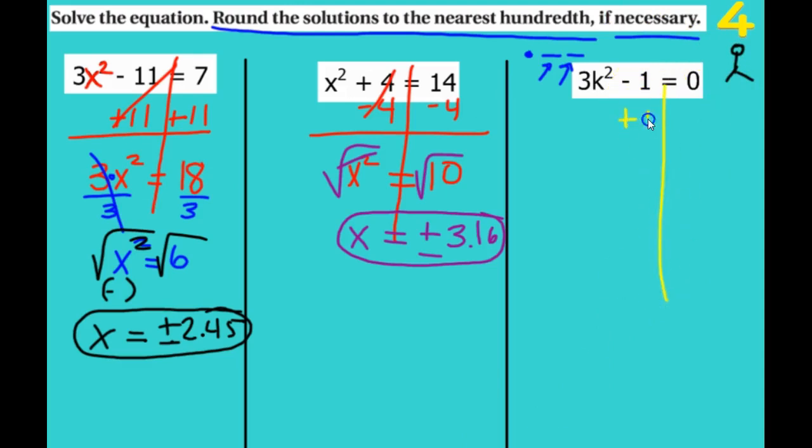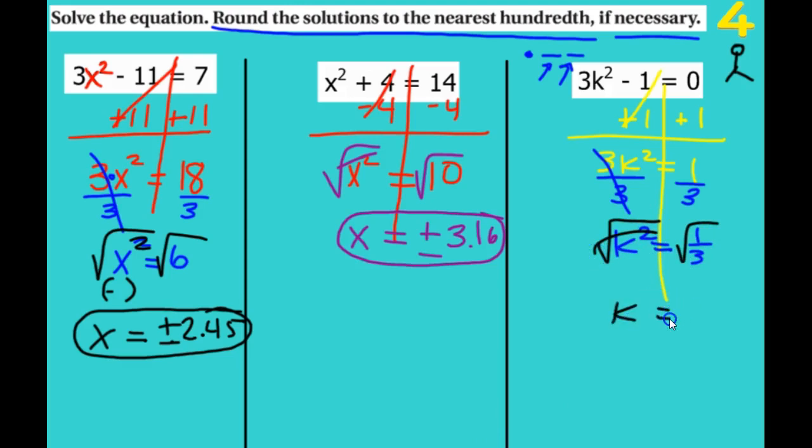First, I'm going to get rid of adding and subtracting. I'm going to add 1. So we have 3k squared equal to 1. And then divide by 3 on both sides. We get k squared equal to a third, which is fine. We can take the square root of a third.